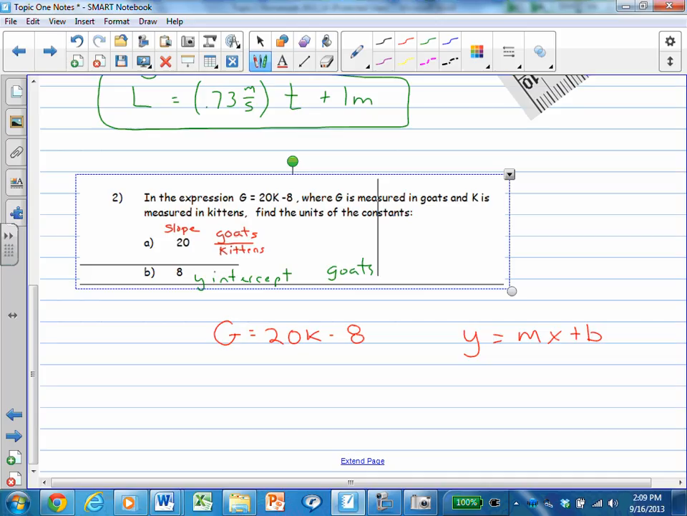So if you put the number of kittens in, like 3 kittens, how many goats do you get? Well, 3 times 20, the kittens would cancel. You'd have 60 goats, minus the 8 goats would give you 52 goats. It's just getting you used to the units associated with the y-intercept and the slope. Okay?